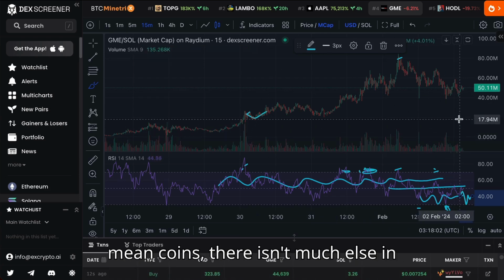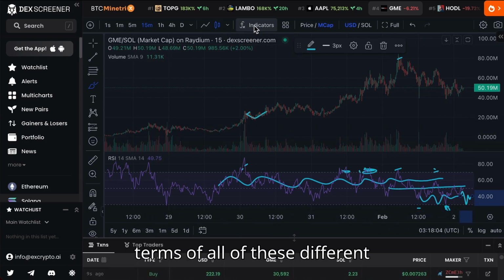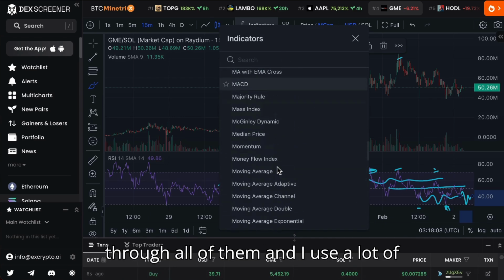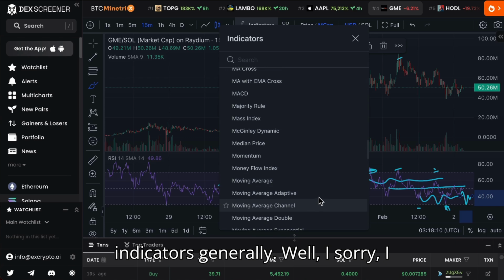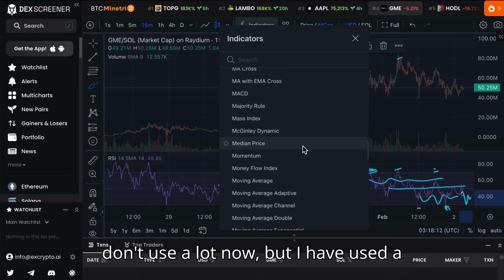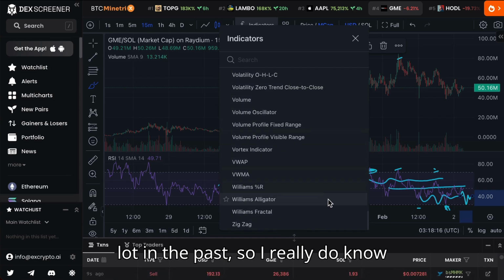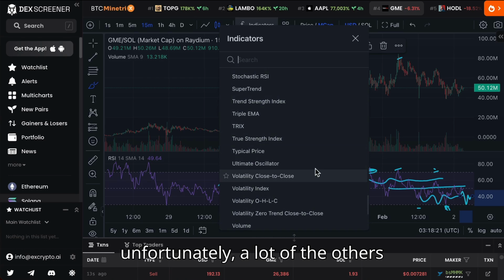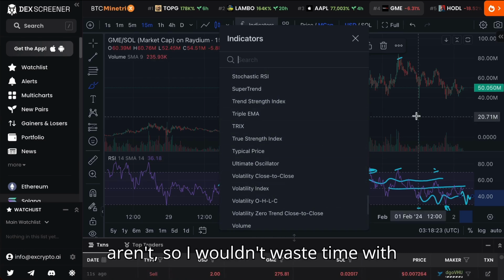Unfortunately, with meme coins, there isn't much else in terms of all of these different indicators. None of them, I've been through all of them, and I use a lot of indicators generally. Well, I don't use a lot now, but I have used a lot in the past. So I really do know what's useful and what's not. And unfortunately, a lot of the others aren't. So I wouldn't waste time with those.